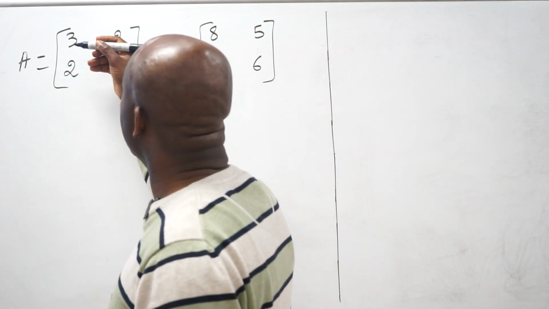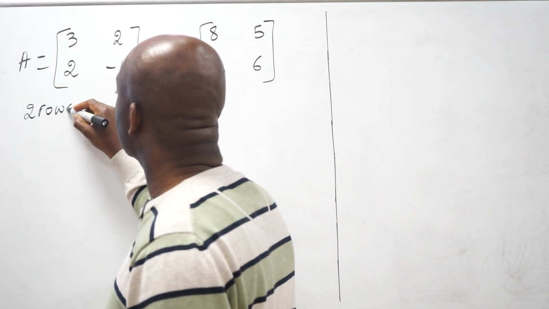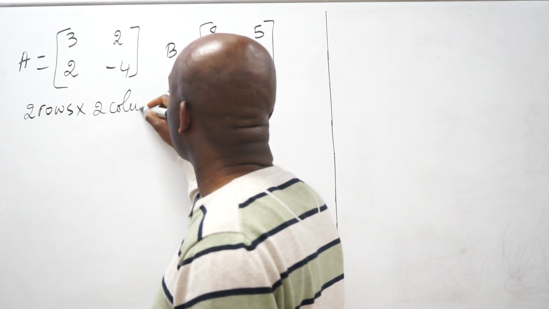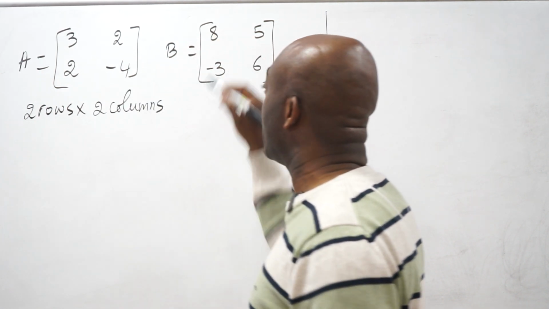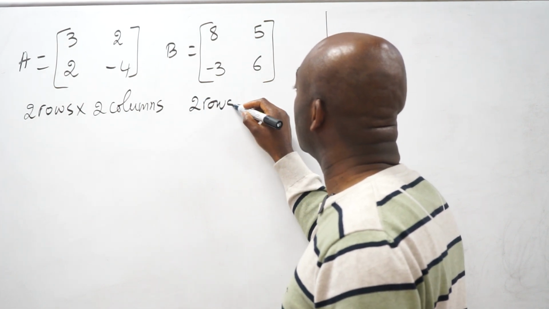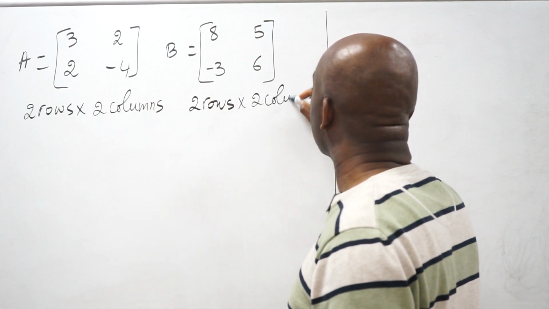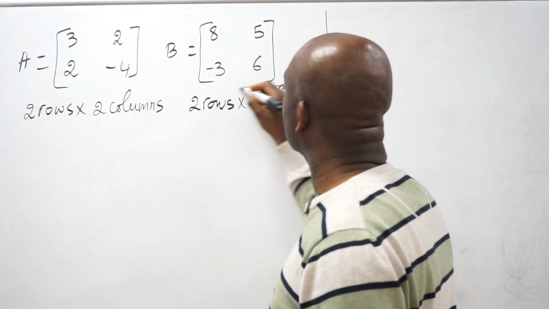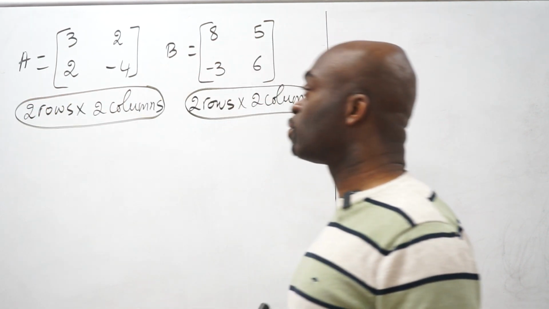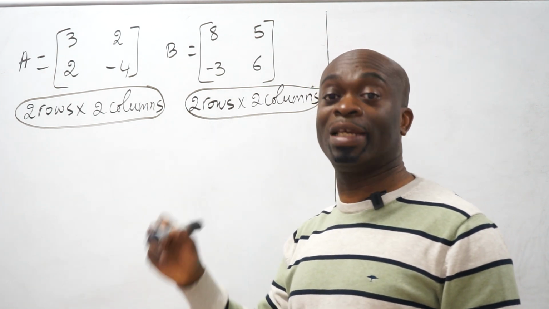So here we have 1, 2 rows. So we have 2 rows times 1, 2 columns. And for B, we have 1, 2 rows, and then 1, 2 columns. So this is what we have for both of them. Now that means they have the same number of rows and number of columns, so we can now add.